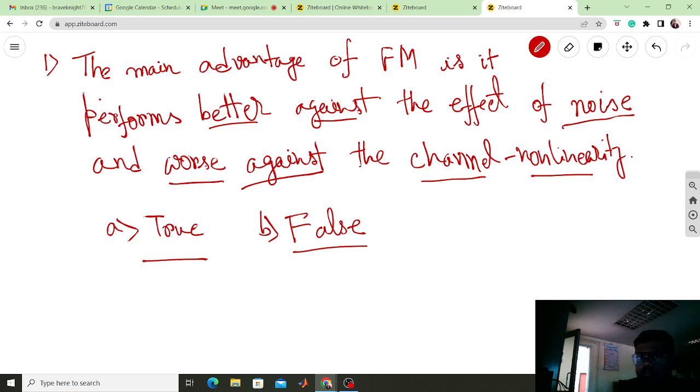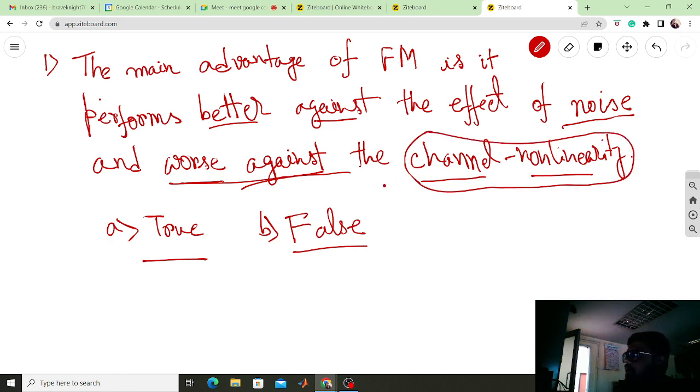No, the answer is true, I think. And why should you think that it will perform worse against channel nonlinearity? So as it is a frequency FM signal, that's why you are saying, right? FM definitely performs better against the effect of noise, but there are nonlinear effects in FM.